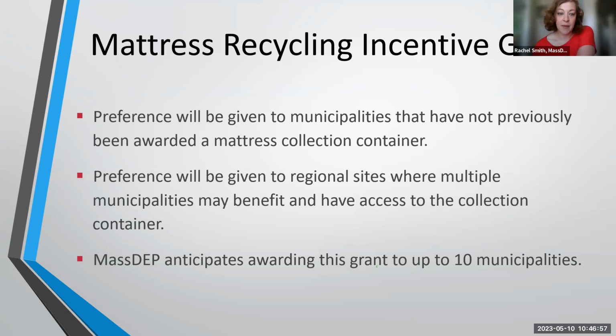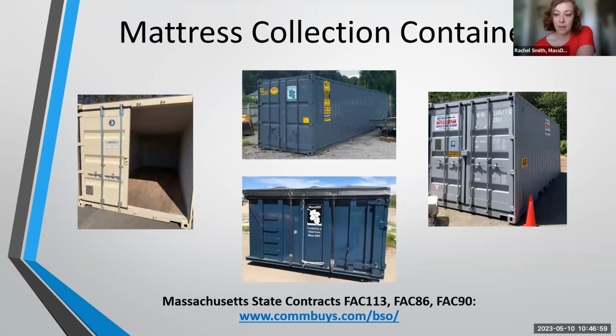Here are some examples of mattress collection containers that we've awarded in the past. I want to mention here, there are a few state contracts that might be useful to municipalities purchasing a container, whether it's through the grant program or on their own. The first is FAC 113, which used to be called FAC 87. And this includes 30-foot and 40-foot closed-top roll-offs manufactured by Waste Equip. These are ideal if the municipality is going to collect mattresses and haul them to a central aggregation location. And it offers a little more flexibility than some other containers.